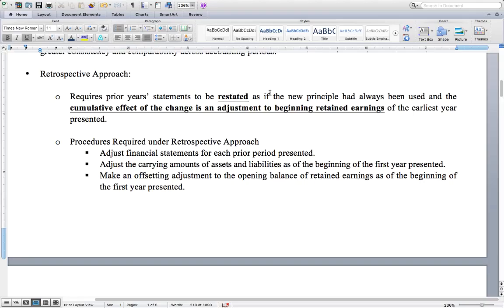The retrospective approach. So this requires prior year statements to be restated as if the new principle had always been used, and the cumulative effect of the change is an adjustment to beginning retained earnings of the earliest year presented.